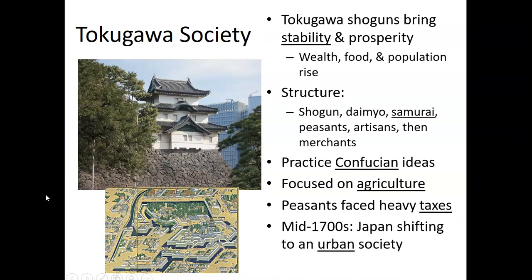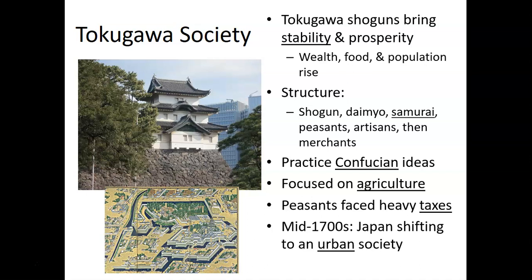Now, Tokugawa society was pretty good. I mean, like I said, they brought some kind of stability back. And anytime you see stability, you're going to see some form of prosperity. They bring huge amounts of wealth into Japan by just settling down the violence and conflict. Food starts to prosper in much greater quantities. And with those two things going up, you see a population rise.